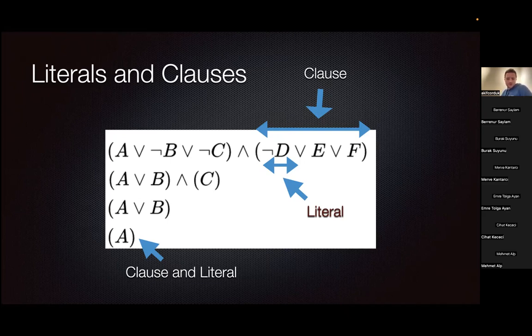We also have a negation operator, which is the not here, and that is also part of a literal. We can also have a clause and a literal at the same time. So at the bottom, A is just a clause and also a literal. Up there in the third row, A or B is just a clause. In the second row, we are seeing a conjunction of a clause and a literal.